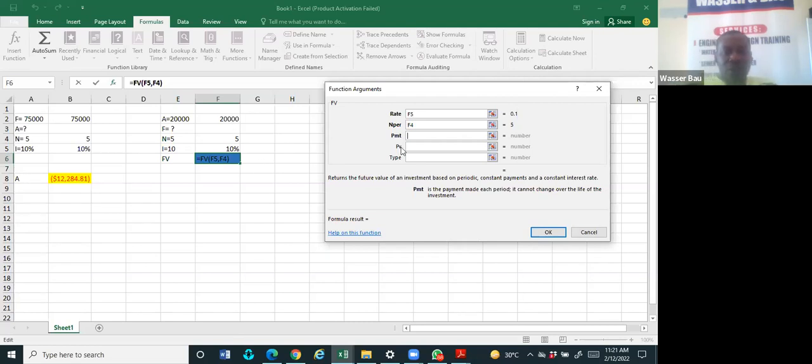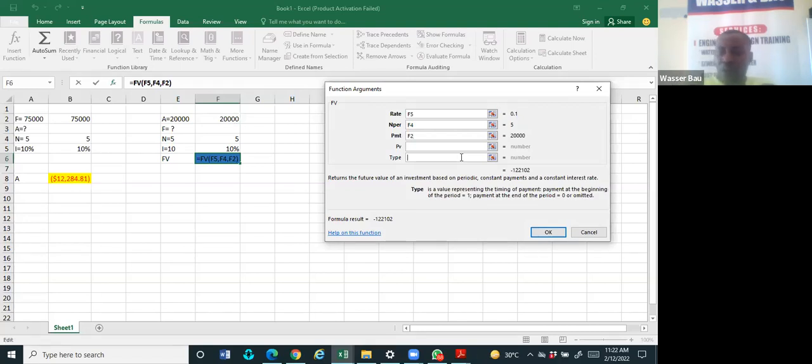Okay. PMT, we don't have it. Oh, we have PMT as 20,000. Future value, we don't have. Then I'll click OK. Now, type simply means whether the money is coming at the beginning or the end. What you don't know, leave it blank. That's the rule in Excel, because Excel assumes 0 as a null cell. So it's either you put 0 here or you put 1.